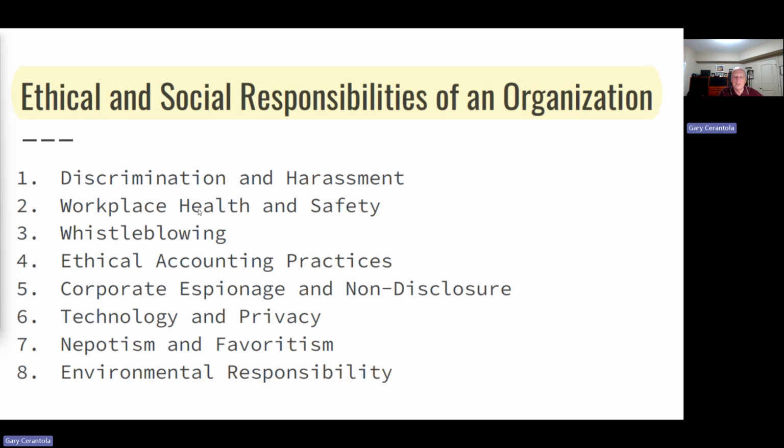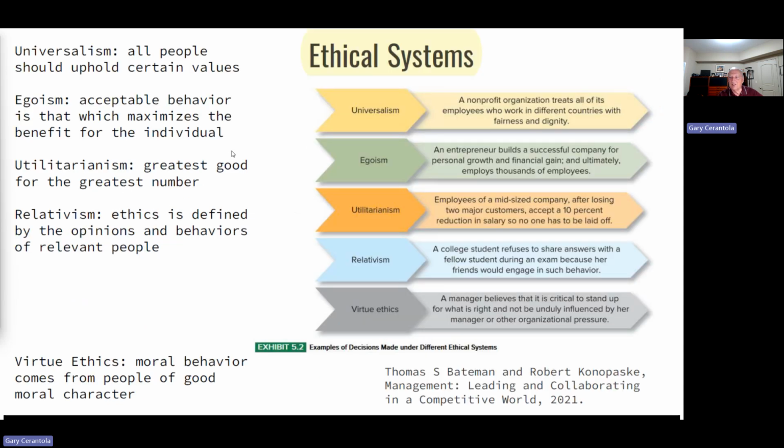Well, here are some of the key issues that they have to deal with: discrimination and harassment, workplace health and safety, and especially in Canada, the laws are getting more and more strict when it comes to workplace health and safety. Whistleblowing, you're protecting whistleblowers so that there's transparency and accountability in organizations. Ethical accounting practices, corporate espionage and non-disclosure, technology and privacy, nepotism and favoritism, and environmental responsibility. So those are key ethical and social responsibilities of an organization.